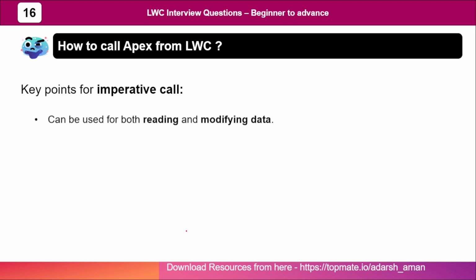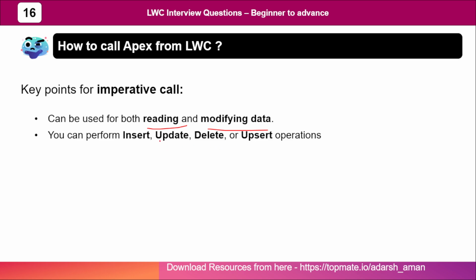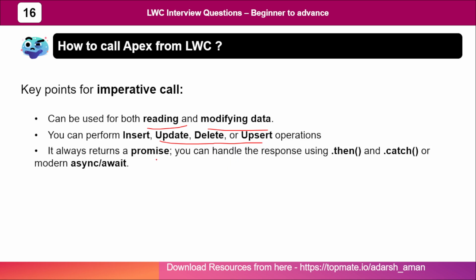Let's see what are some key points in imperative call. It can be used for both reading and modifying data. It means you can perform insert, update, delete, upsert operations on any record whenever you are calling the apex using the imperative method. It always returns a promise, like how we discussed it. You can handle the response using then, catch, and modern async await. So if you are not aware what I am talking about here, you can check my previous videos where we have discussed the promise in LWC.